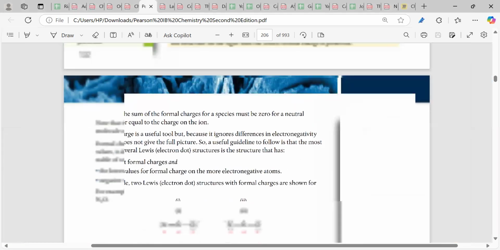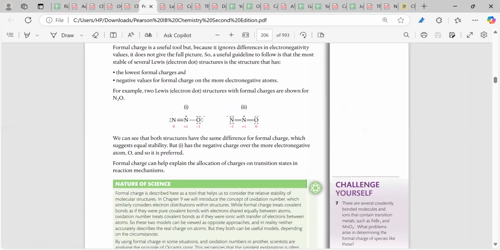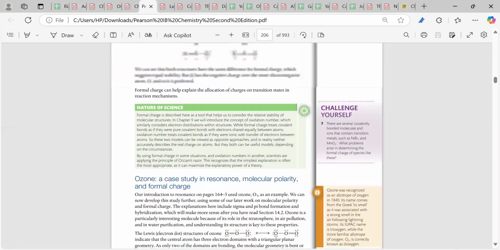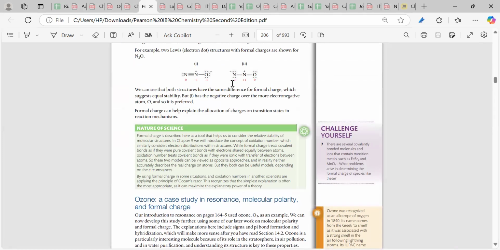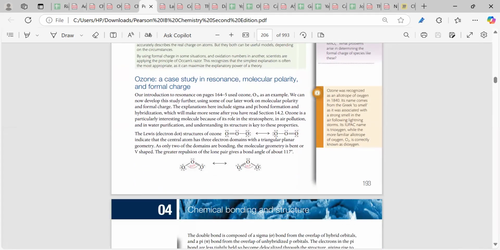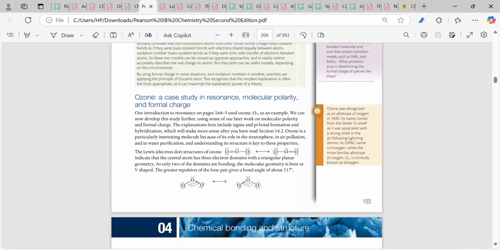Now we're going to the next part, right? Send me a message, please. N2O Lewis structure and formal charges. The Lewis structure is on page 193, Pearson. Have you written this?